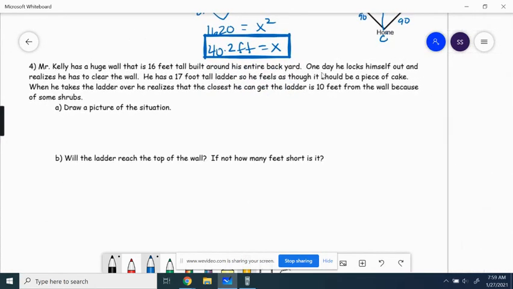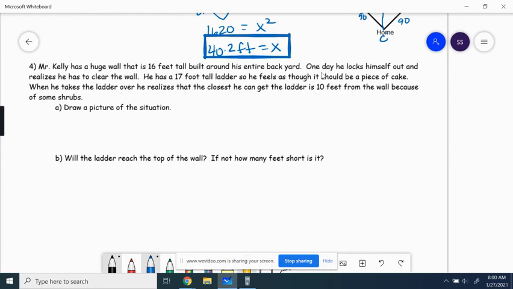Number 4. I'm going to have you guys do this one, but I'll kind of set up the picture for you. Mr. Kelly has a huge wall that is 16 feet tall, built around his entire backyard. One day he locks himself out and realizes he has to clear the wall. He has a 17-foot ladder, so he feels it should be a piece of cake. When he takes the ladder over, he realizes that the closest he can get the ladder is 10 feet from the wall because of some shrubs.